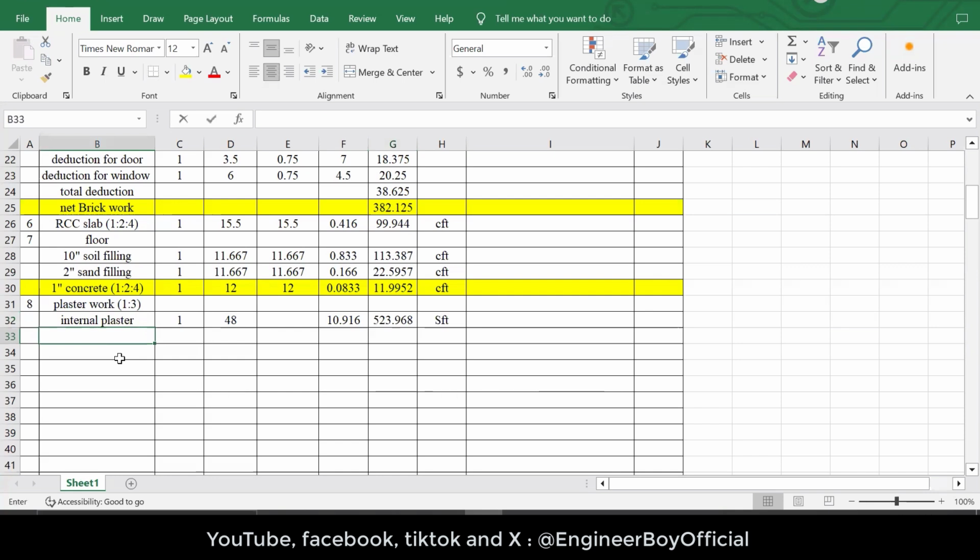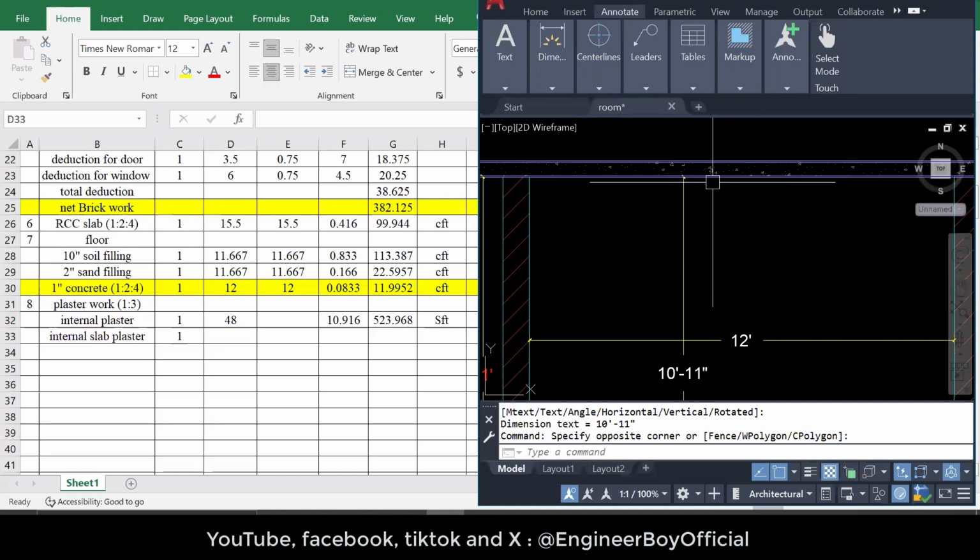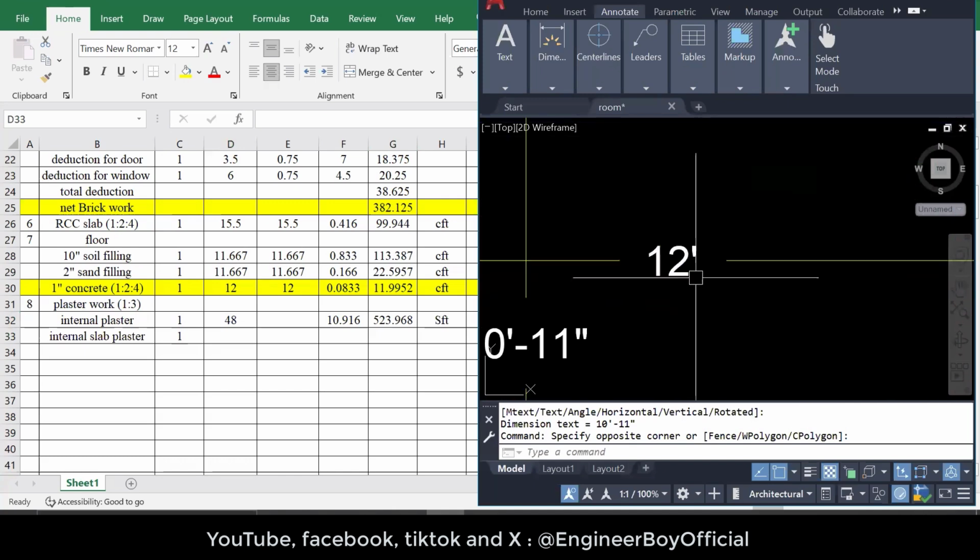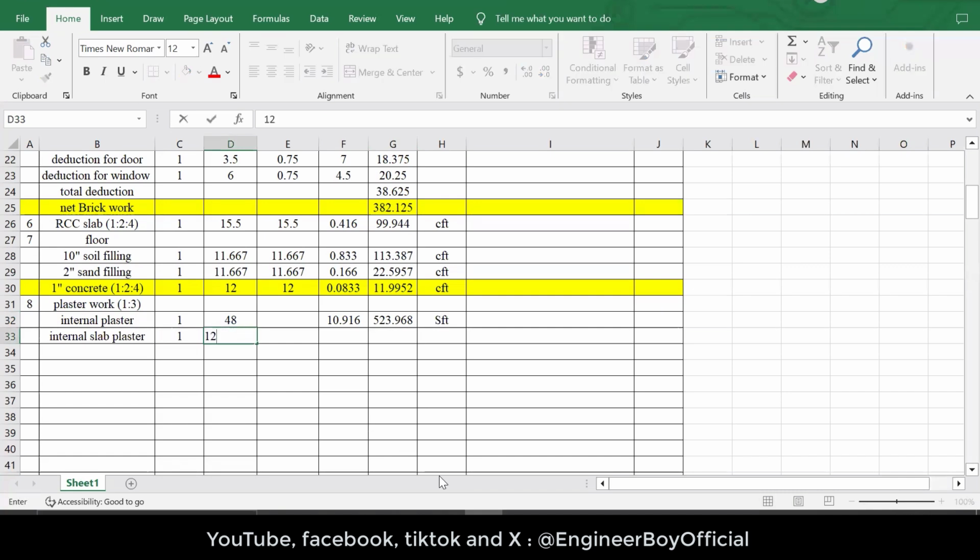Now, the slab, which is internal, let me just write internal slab. And let me include another word, that is plaster. Now, in number, slab is only one. Okay, let's see in drawing. This represents the slab, and the internal size is actually 12 feet. You can see that. So 12 feet is the length, and this is actually square. It means we will have only a 12 by 12 slab inside, and we will drag the formula below. It's very simple. Now, internal plaster is just done.